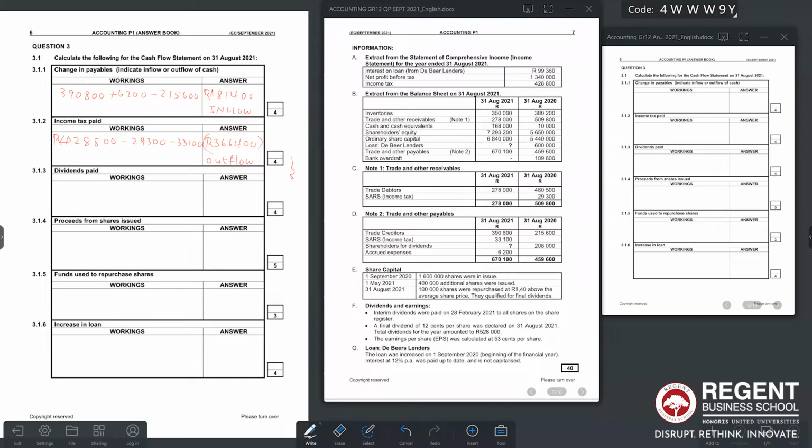Okay, so I've got income tax paid. Now dividends paid. Now let's look at dividends paid. Now when you work out dividends paid, listen, you know what you're looking for? You're looking for two basic things.